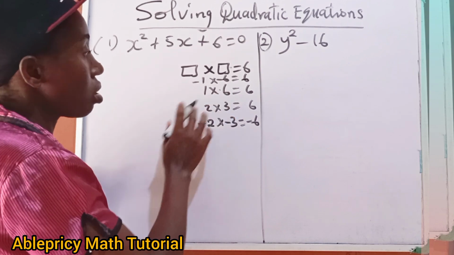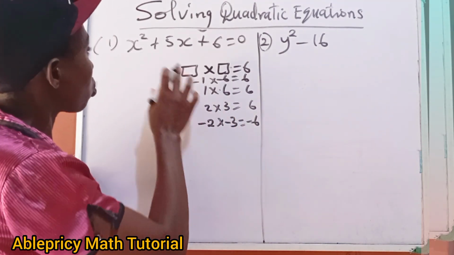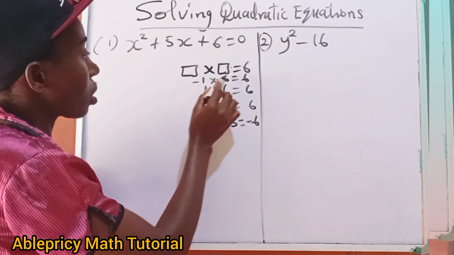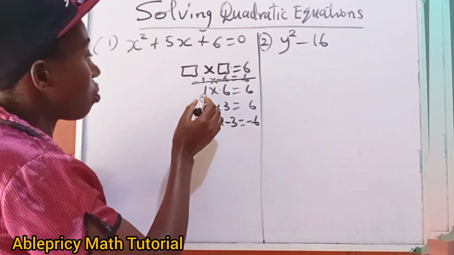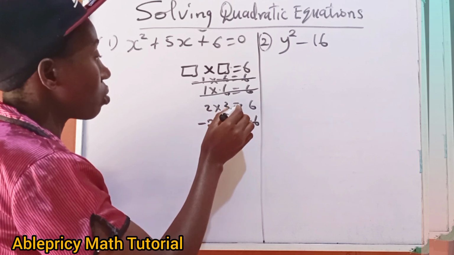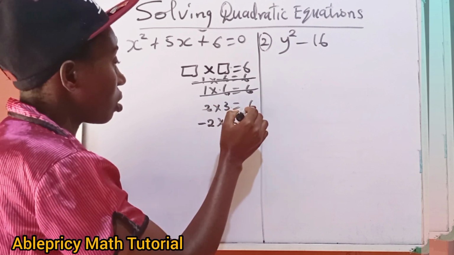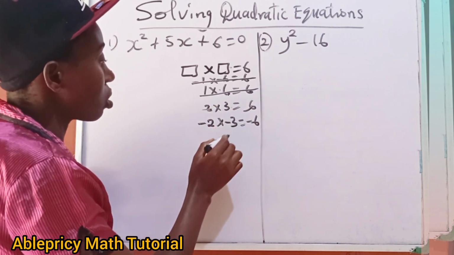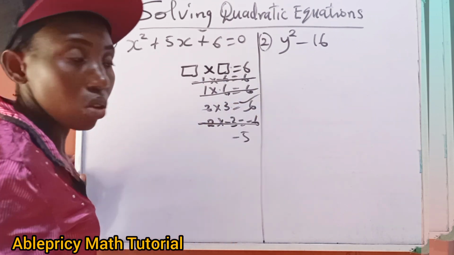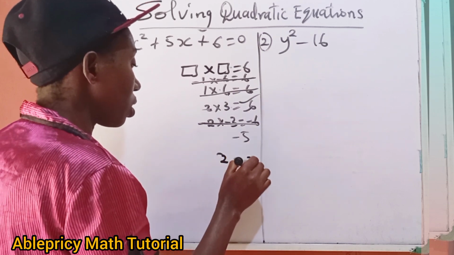Now, among all these factors we got here, which of them are we going to add to give us this positive 5? If we add this and this, we'll get negative 7, so this is out. If we add this and this, we get positive 7, so this is out. If we add this and this, we'll get positive 5. If we add this and this, we'll get negative 5. So this one satisfies what we are looking for. That is why we'll be using positive 2 and positive 3.